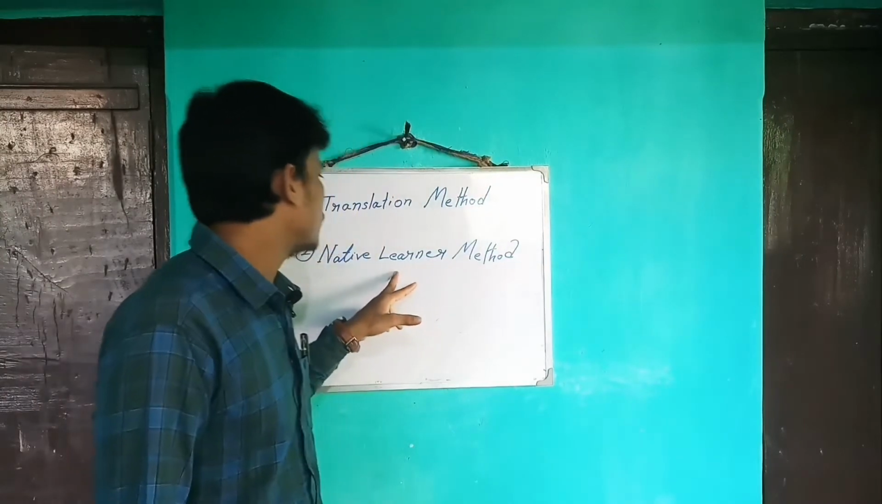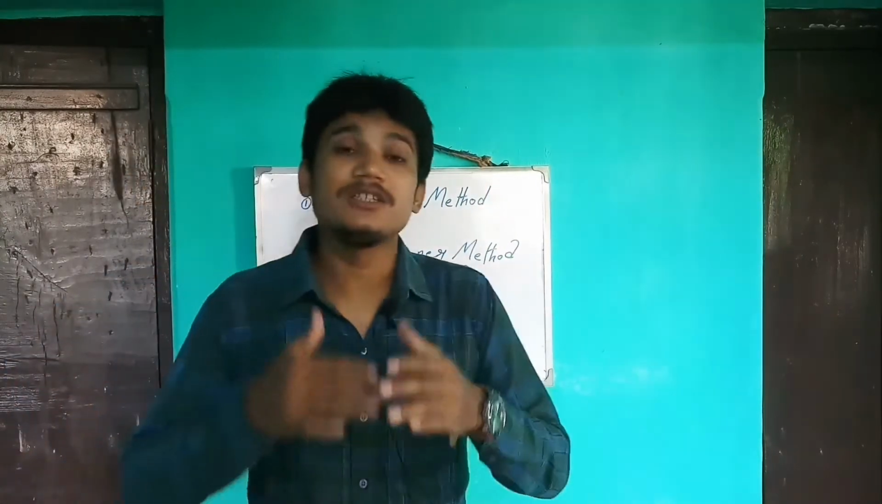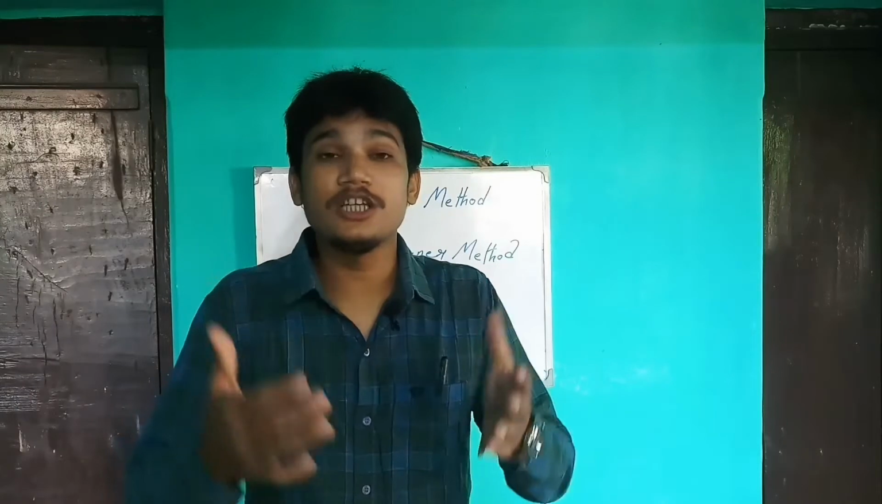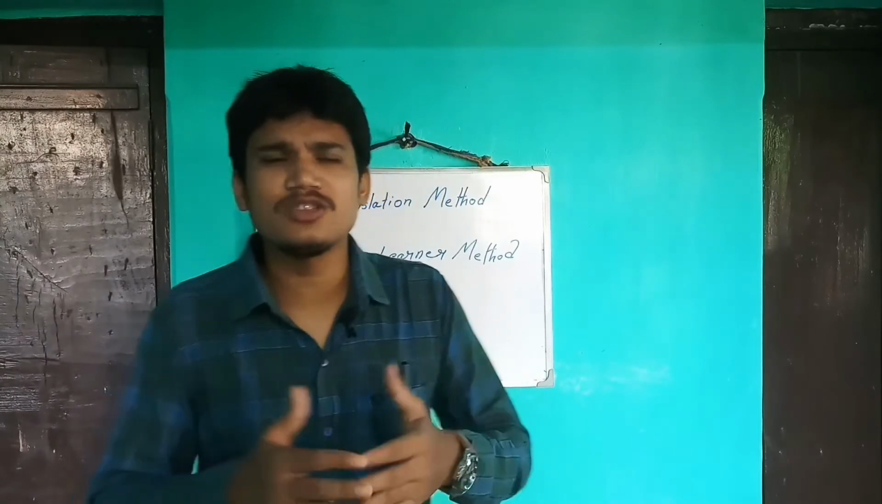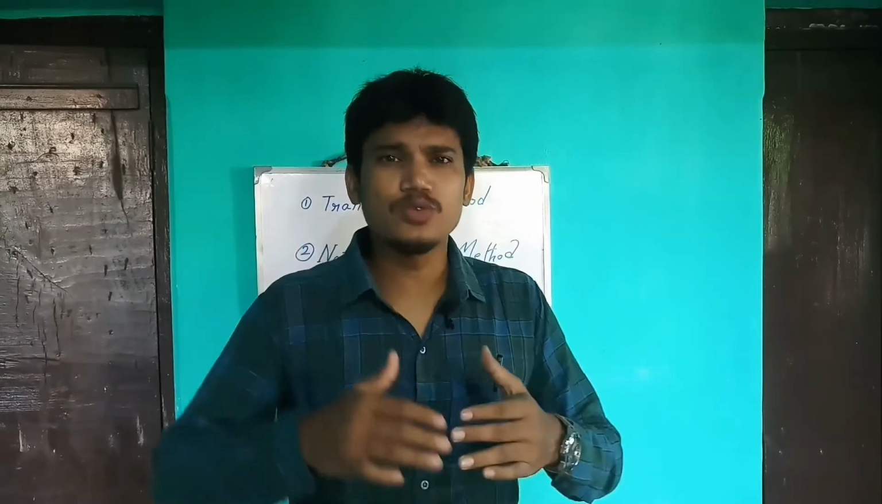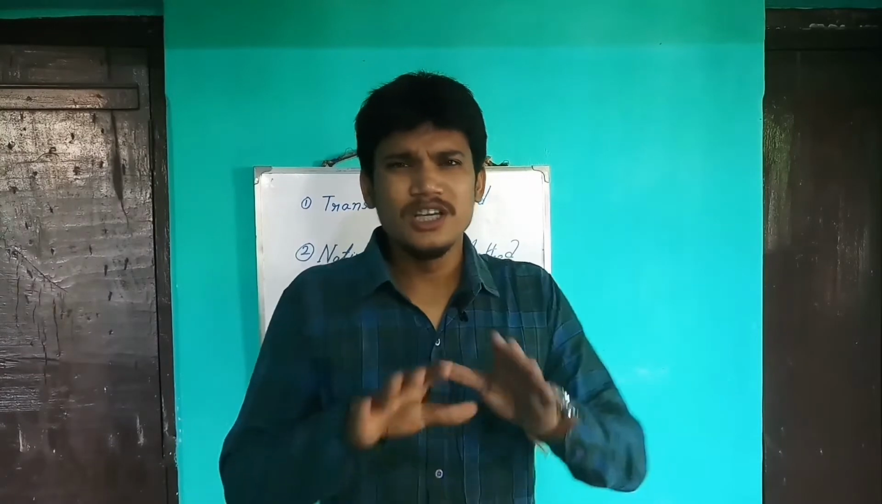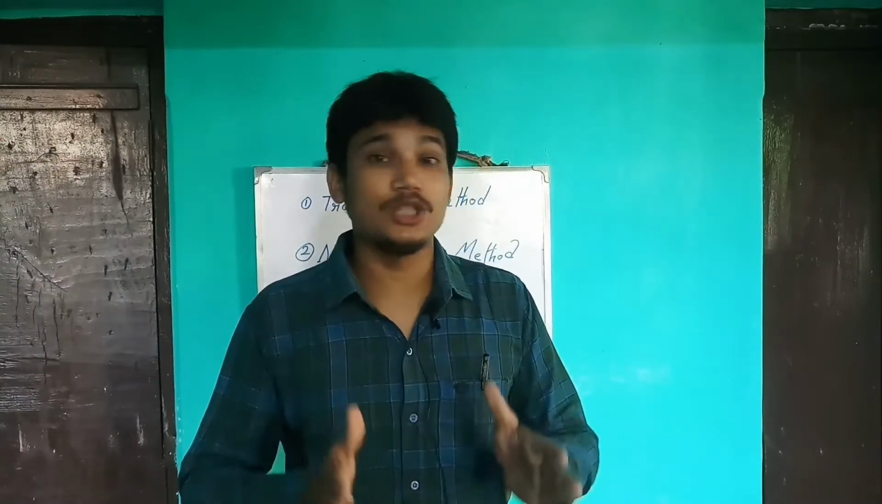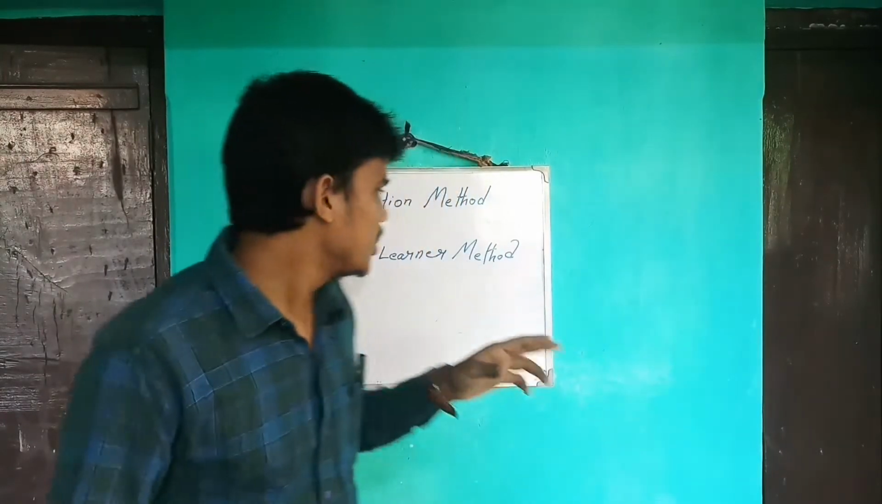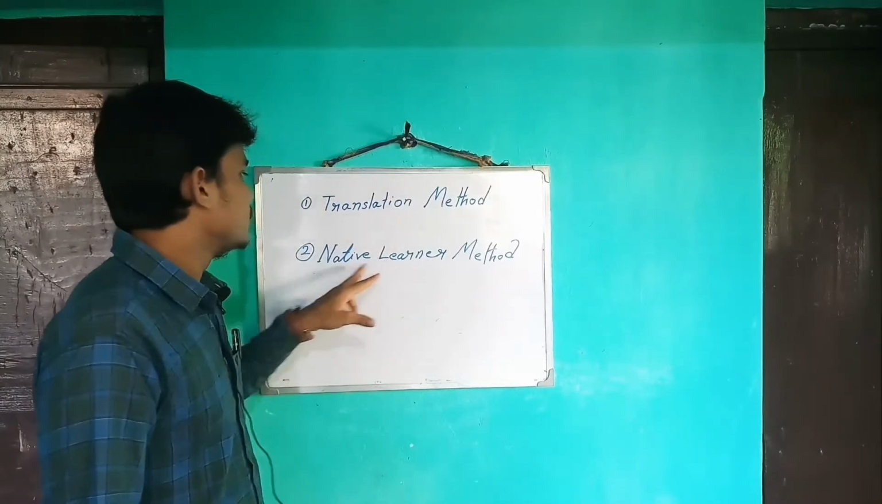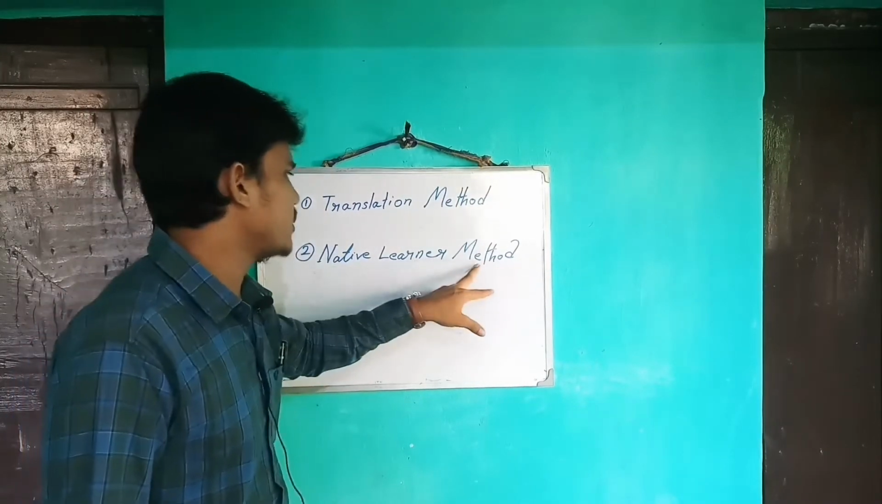Because this method, the native learner method, simply says you use English words, English sentences after hearing English only. That means you are listening to some English songs, some English movies, then you are learning the language. This is called the direct method also. That means we learn the targeted language directly. So you cannot get the sufficient culture to learn this language. That's why we should not follow this method blindly either, the native learner method.